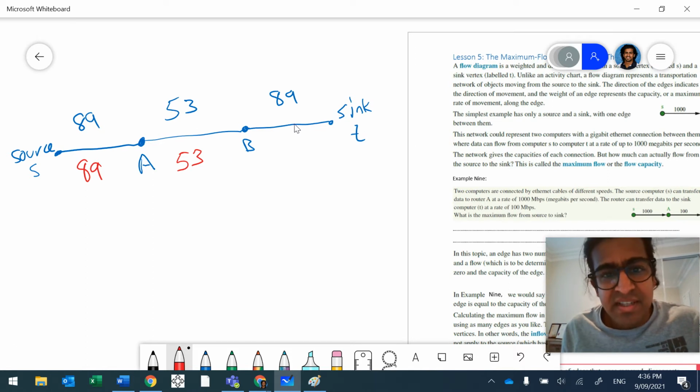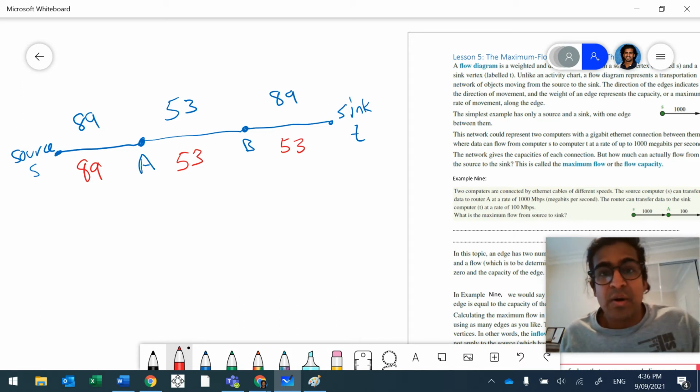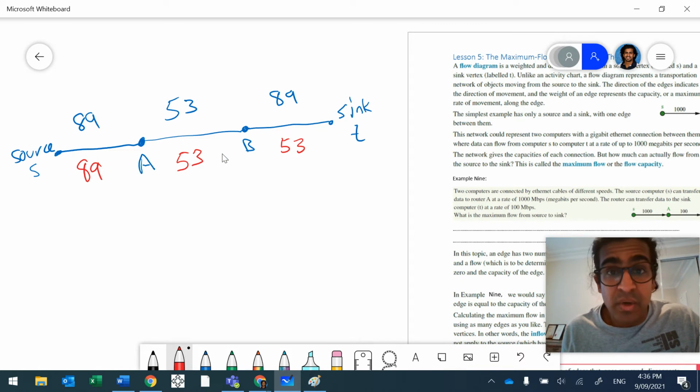But what happens after that? Does it then speed up to 89? Well, the answer is no, because this comes after this, and the speed coming through here is 53. The speed coming through there is also only 53. Okay, so the maximum flow, therefore, of this network here is 53, because that's the flow that goes into the sink vertex at the end.